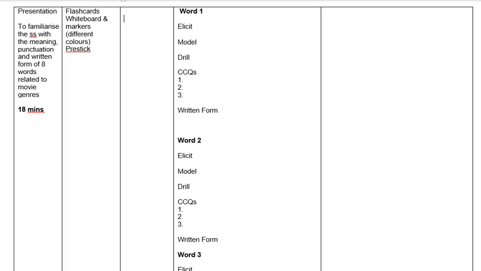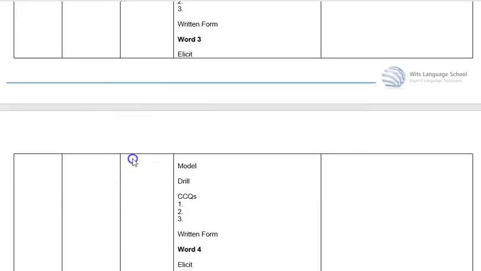Throughout the stage, your interaction pattern is going to be teacher to students to teacher. So you don't need to script it for every single stage or word, just at the top of each new page.